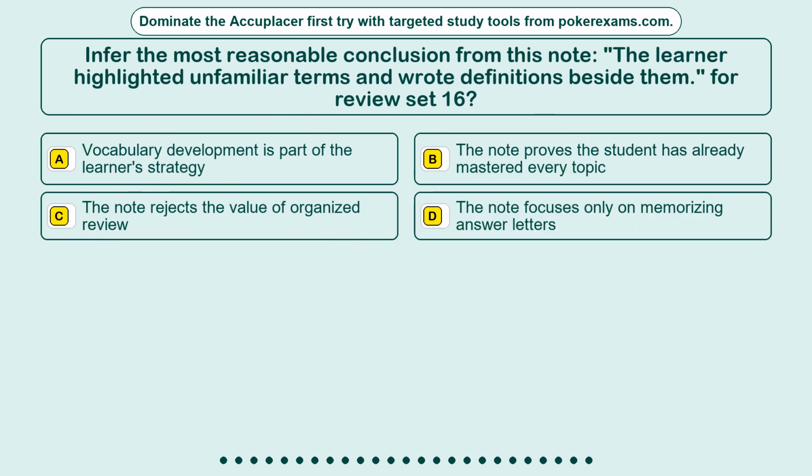Question 14. Infer the most reasonable conclusion from this note. The learner highlighted unfamiliar terms and wrote definitions beside them. For review set 16. Option A. Vocabulary development is part of the learner's strategy. Option B. The note proves the student has already mastered every topic. Option C. The note rejects the value of organized review. Option D. The note focuses only on memorizing answer letters.